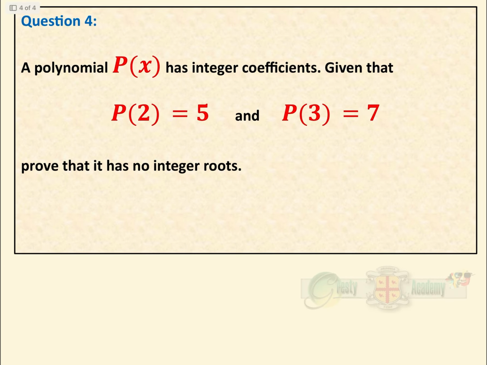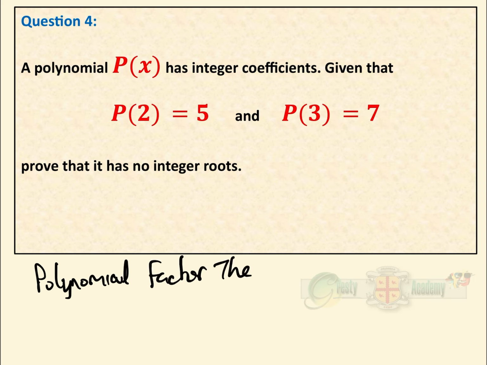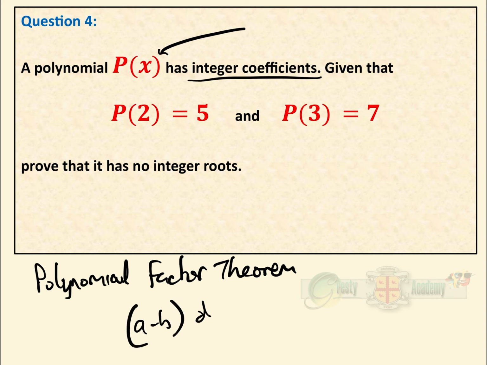Okay, so first of all, let's solve it by the polynomial factor theorem. That's the first one. The polynomial factor theorem says that for any polynomial with integer coefficients, of any order, it doesn't matter what the order is, a minus b divides p of a minus p of b.